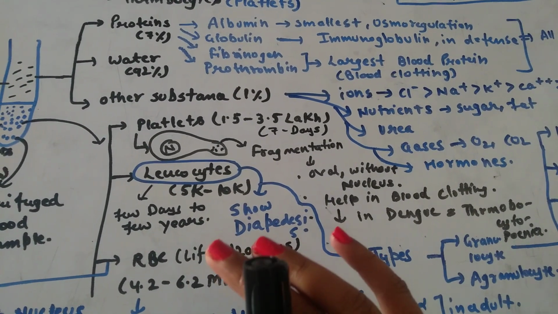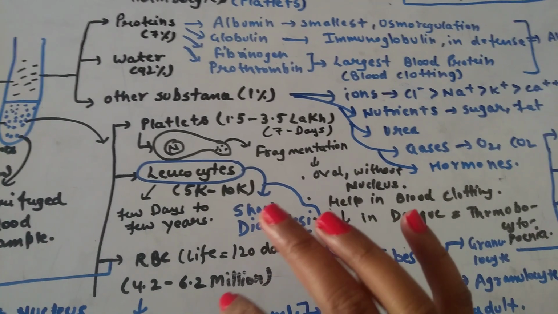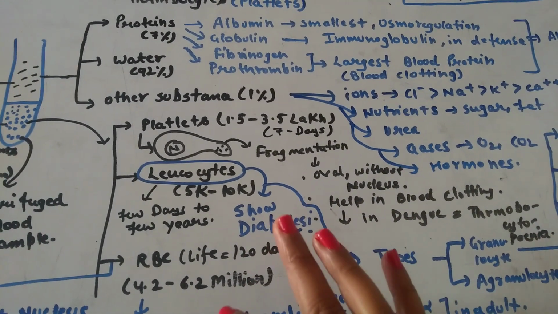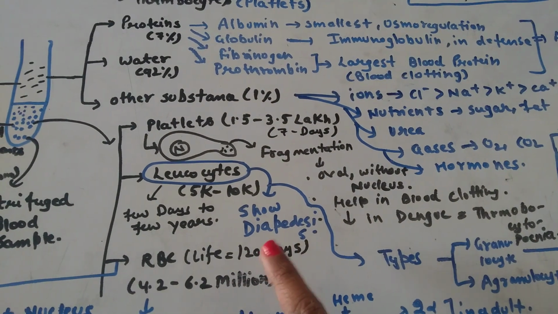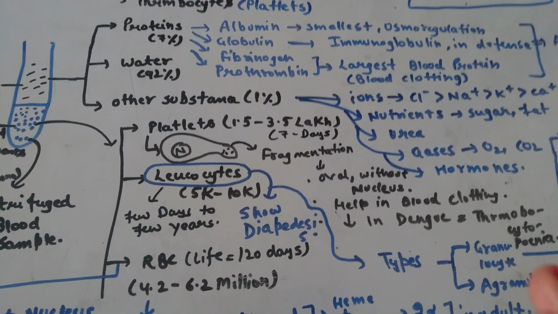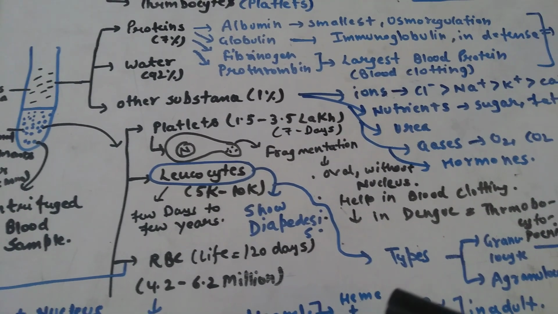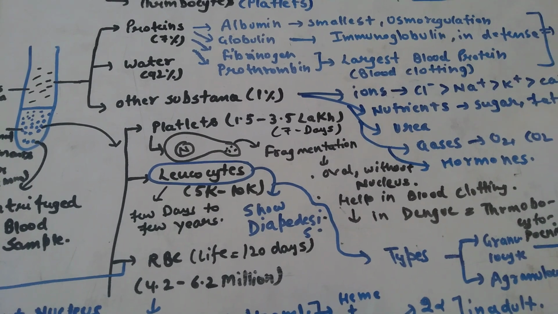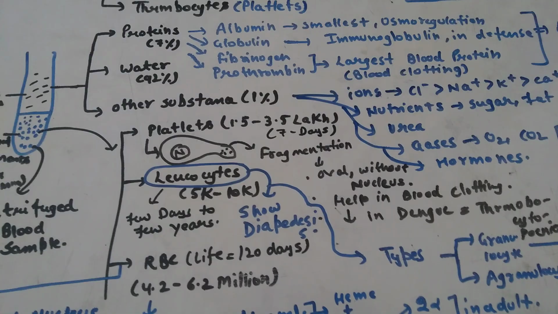The lifespan of leukocytes can range from a few days to a few years. What is the main function of leukocytes? As you all know, leukocytes help in the defense mechanism. The main property of leukocytes is that they show diapedesis, that is amoeboid movement. They can squeeze out between cells from any surface area due to amoeboid movement, which is called diapedesis. What are the types of leukocytes?